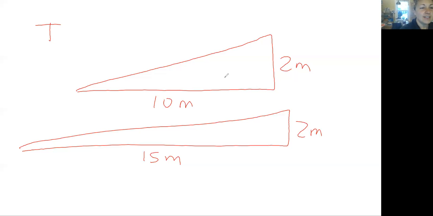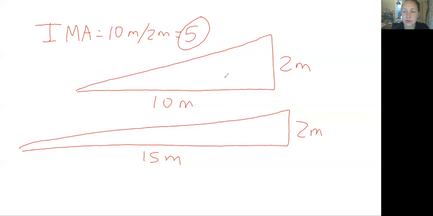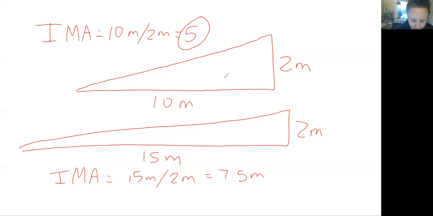So ideal mechanical advantage would equal your length, 10 meters divided by 2 meters, for the first one. Okay, so 10 meters divided by 2 meters would be 5. And so your ideal mechanical advantage would be 5. Now, if you were to do that by 15 meters, ideal mechanical advantage equals 15 meters divided by 2 meters. What is 15 divided by 2? We would get 7.5.